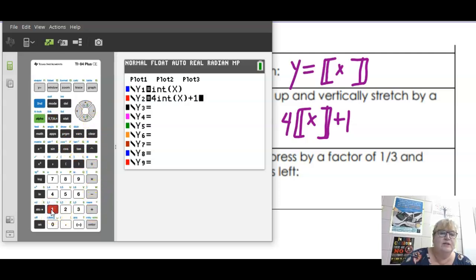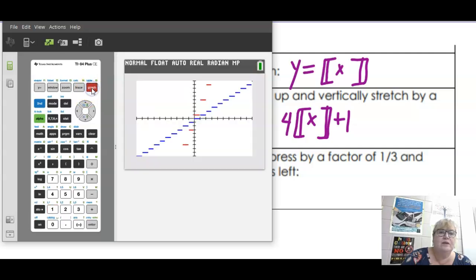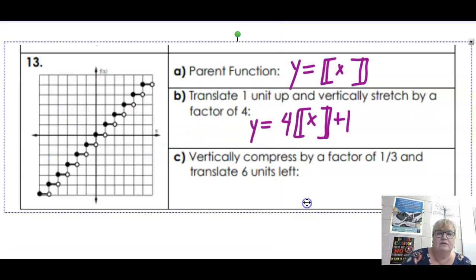I don't think moving it up 1 is going to do a whole lot. Moving it up 1 meant instead of this little blue piece right here from 0 to 1, it's up 1 here. But the 4 meant it skipped from 1, then it's all the way up at 1, 2, 3, 4, 5. It's a distance of 4 between one step and the next. Interesting, okay. Then we have a vertical compression by a factor of 1/3.